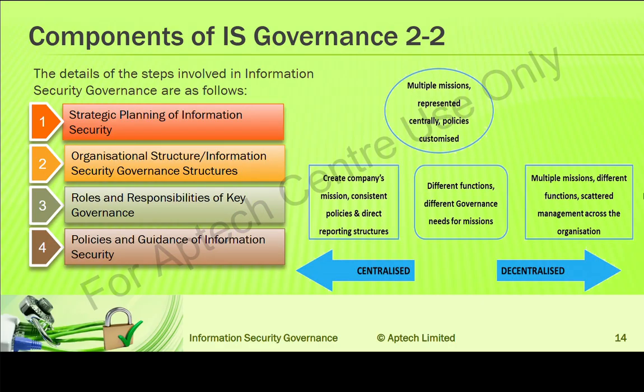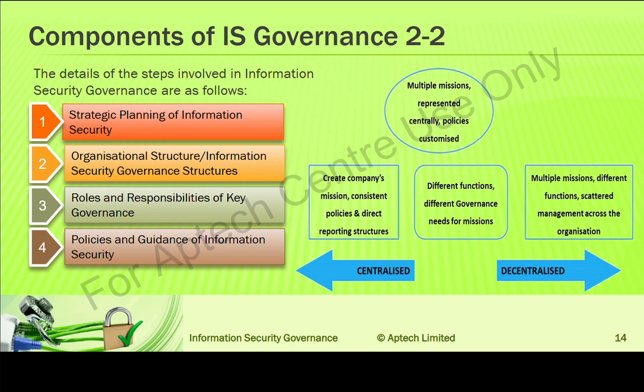Now, the details of the steps involved in information security governance are as follows. Number one, strategic planning of information security. You have to plan it strategically to meet the goals of the businesses. You know, we have different businesses and services. And number two, we also have organization structure, or information security governance structure. You have to put that in place also.